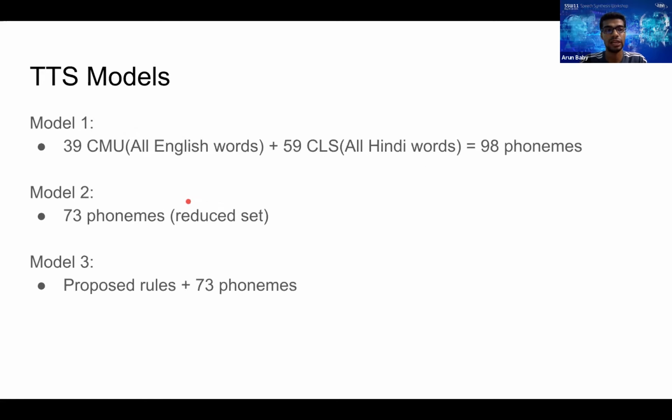So we are evaluating another model where we are reducing this font set as well. Wherever we could find a commonality between these 2 font sets, we just reduce that. In the third model, we have identified all these rules. So we'll put the word through all these rules, then it will be reduced to the reduced font set.